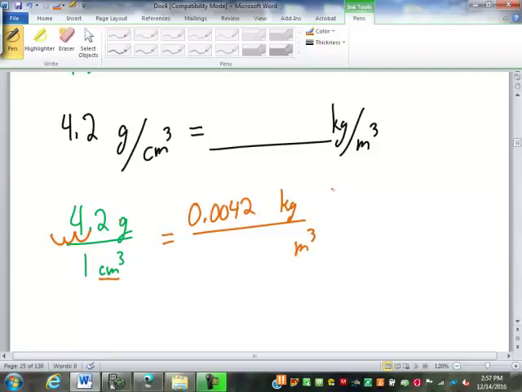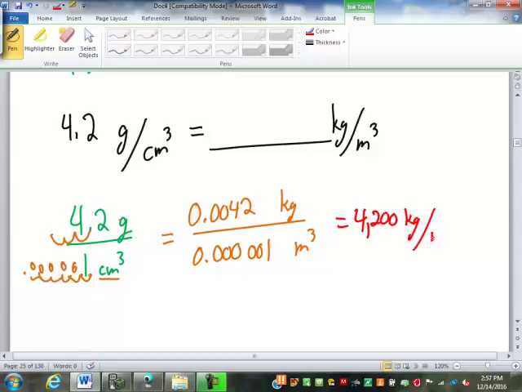From centimeters to meters is 2 spots to the left, but because it's cubed, we have to triple that. So it's 6 spots to the left. 1, and then we have to add zeros. 2, 3, 4, 5, 6. So that is 0.000001 meter cubed. If we divide that out, this is 4,200 kilograms per meter cubed. That's a lot. You gotta think about meter cubed is pretty big though.